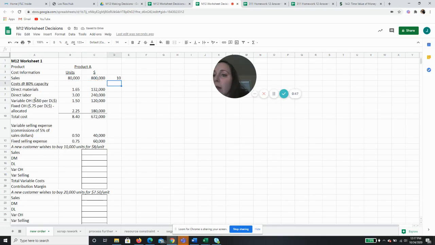Okay, I've got my costs. So my cost per unit for direct materials is $1.65. Direct labor is $3. Variable overhead is $1.50 per unit, and fixed overhead is $2.25 a unit. So my total product cost per unit is $8.40. I also have variable selling expense of 50 cents per unit and fixed selling of 75 cents per unit. It also tells me that my variable selling expense is based on commissions of 5% of sales dollars.